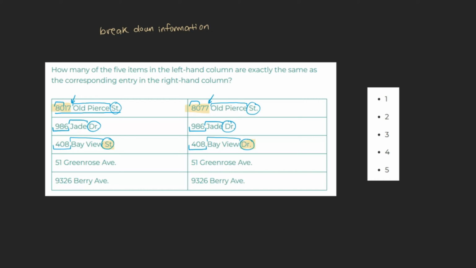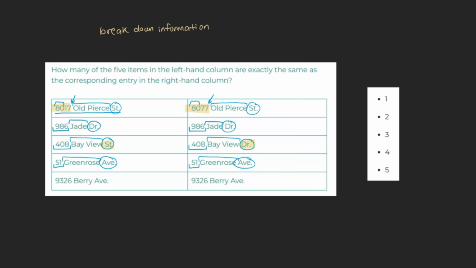Moving on, starting with our number, we see both are 51. With our street name, again, we can see both are Green Rose. Finally, moving on to type of street, both columns agree on avenue. As these are exactly the same, we can move on to the next address.